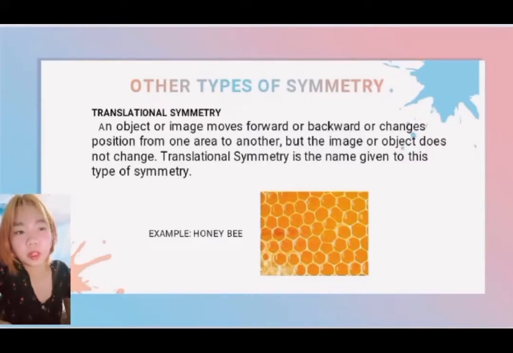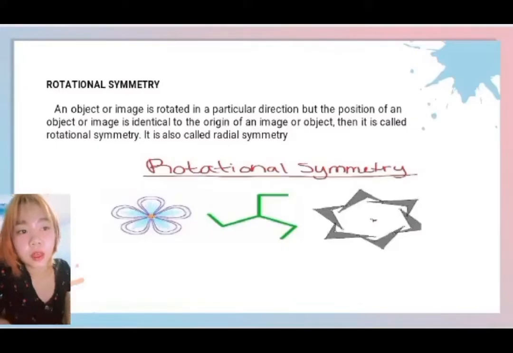And the next one is called rotational symmetry. It is when the object or image is rotated in a particular direction, but the position of the object or image is identical to the original image or object, then it is called rotational symmetry. It is also called radial symmetry.